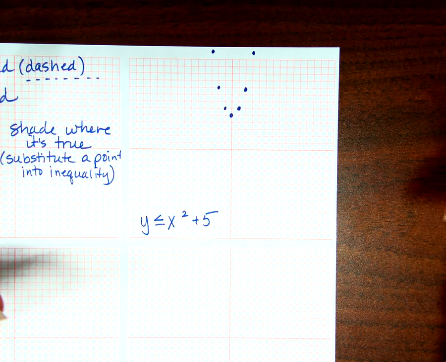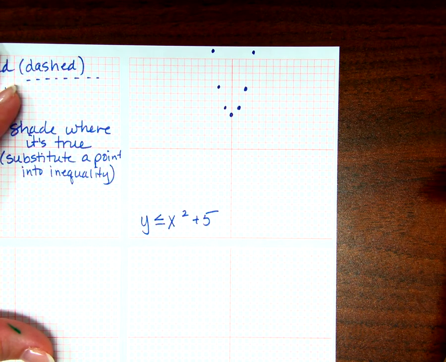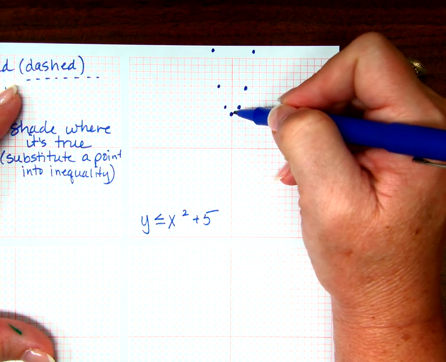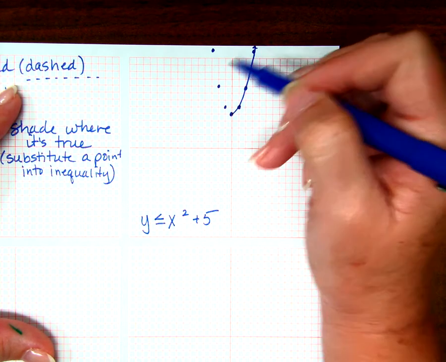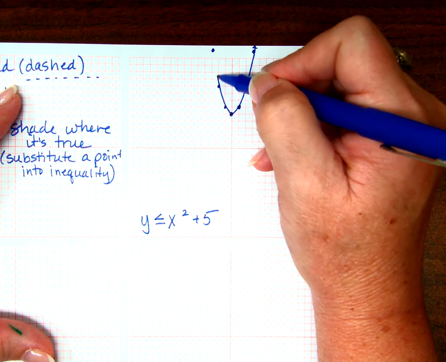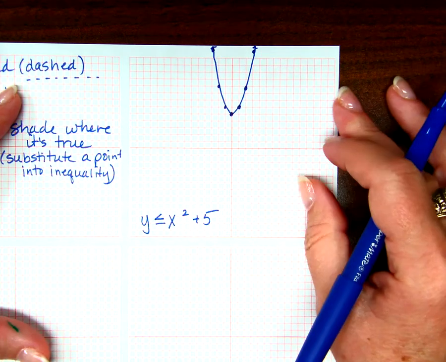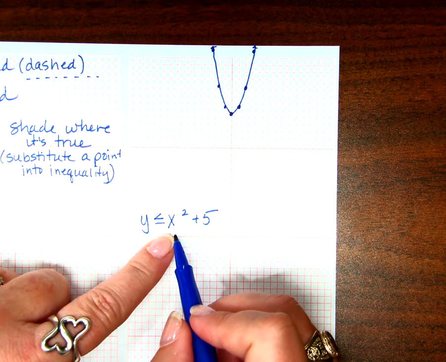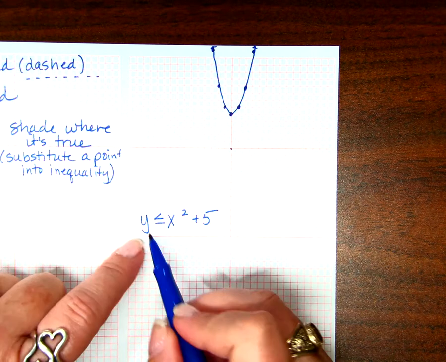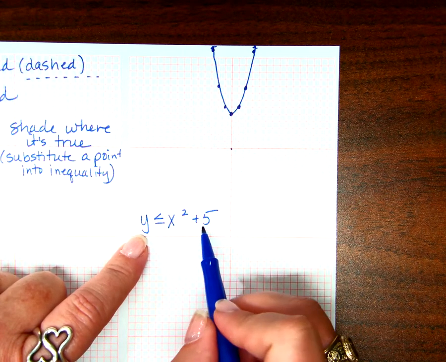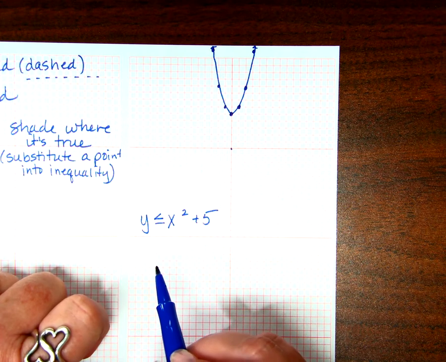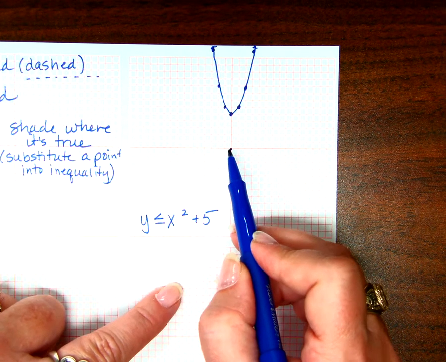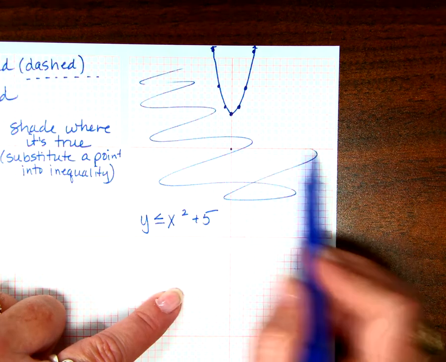Okay, keep telling me what to do. Oh, solid line. Why is it a solid line? Or equal to, right? That's the clue to tell you one way or the other. Okay? And now all that's left to do is shade. If I choose 0, 0, 0 is less than or equal to 5. Yes, that's true, right? So wherever that point is and it's true, I shade there. Done.